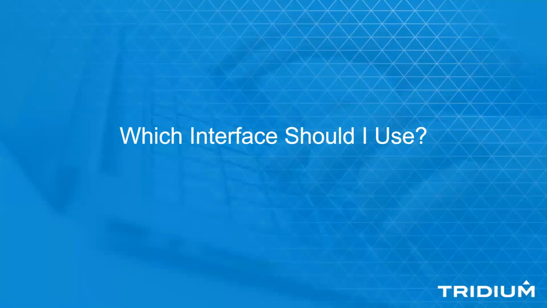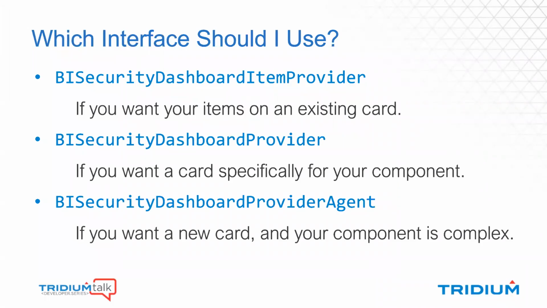So now that we've seen the three interfaces for adding things to the security dashboard, which one should you use? The short version is if you want your items on an existing card, you have to use the security dashboard item provider. If you want a new card, you can use either the security dashboard provider or the security dashboard provider agent. The security dashboard provider is fine in most cases, but if your component is really complex, you may want to pick the security dashboard provider agent. It'll let you split the dashboard code from the actual functionality of your component, and it can keep your code base looking a lot neater.